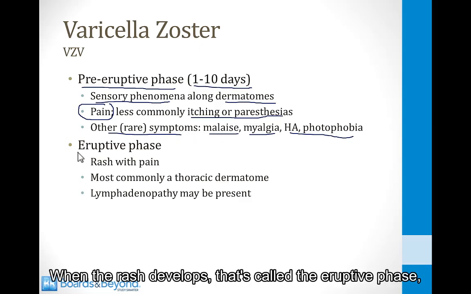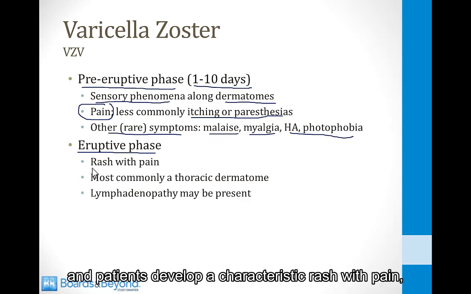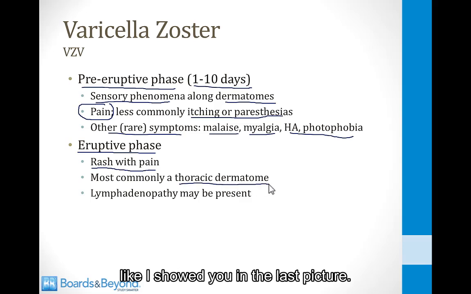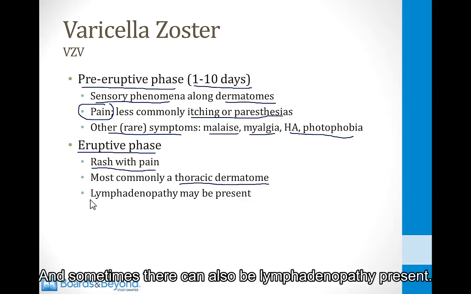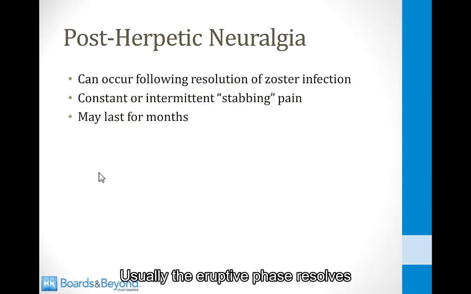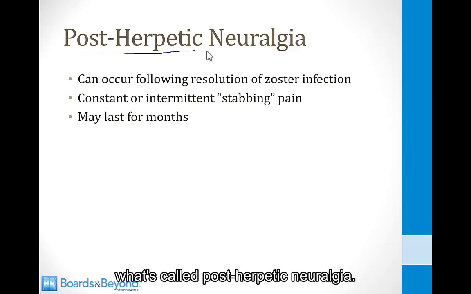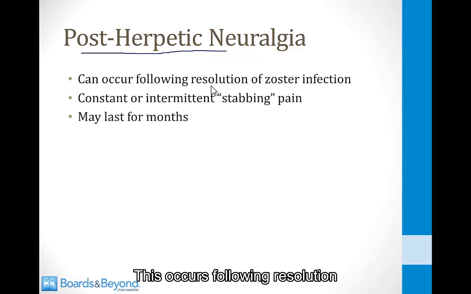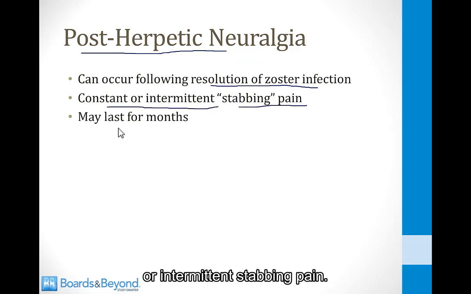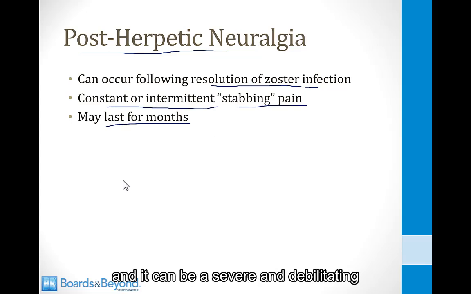When the rash develops, that's called the eruptive phase, and patients develop a characteristic rash with pain, usually along a thoracic dermatome like I showed you in the last picture, and sometimes there can also be lymphadenopathy present. Usually the eruptive phase resolves over a few weeks or a month or so, but sometimes patients go on to develop what's called post-herpetic neuralgia. This occurs following resolution of the zoster infection and rash. Patients are left with constant or intermittent stabbing pain. It can last for months or even years, and it can be a severe and debilitating chronic pain disorder.